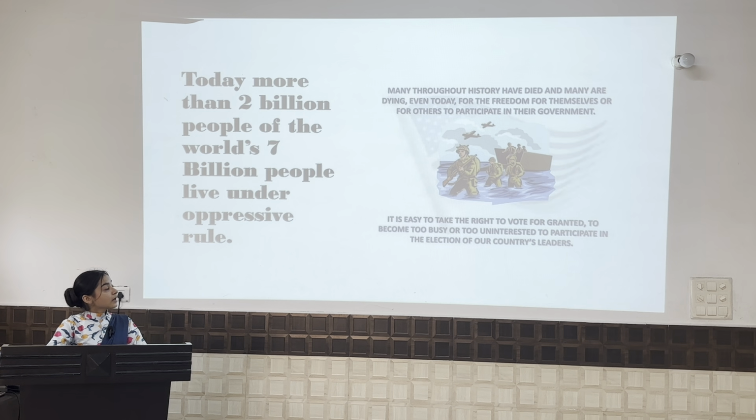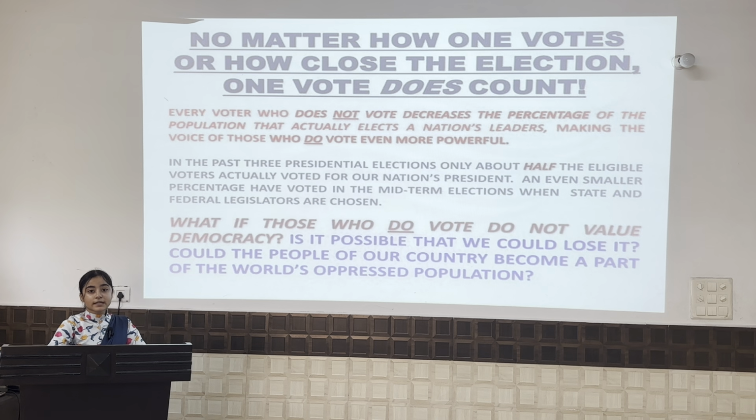About 2 billion people out of 7 billion people are still under oppressive rule. We all have free elections, but still many have died in history for their freedom from foreign rule. And today many are still dying for the freedom to get the right to vote. One vote does count.